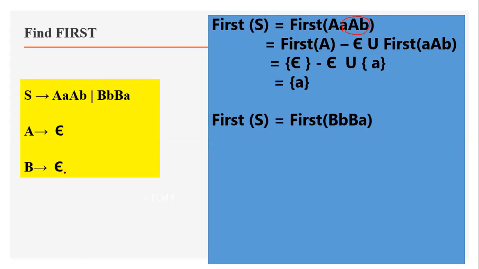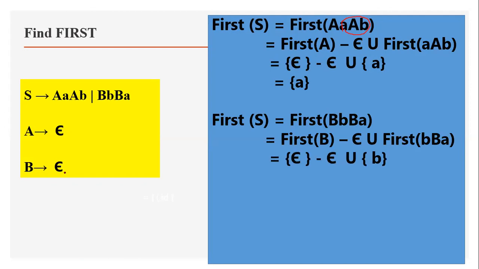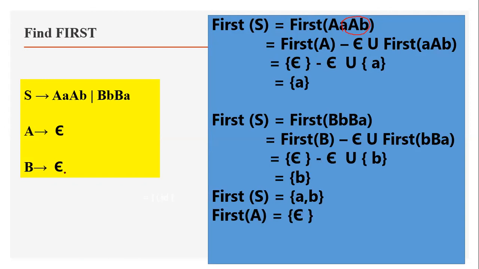And we'll take the second part, that is first of BBBA. First of BBBA is equal to first of B, but B derives epsilon, is it not? So first of B minus epsilon union first of the rest, that is BBA. Now, what is first of B? First of B is epsilon minus epsilon union first of BBA, that is B. So epsilon and epsilon cancel. The answer is B. So totally first of S is equal to A comma B. First of A is epsilon. First of B is also epsilon.